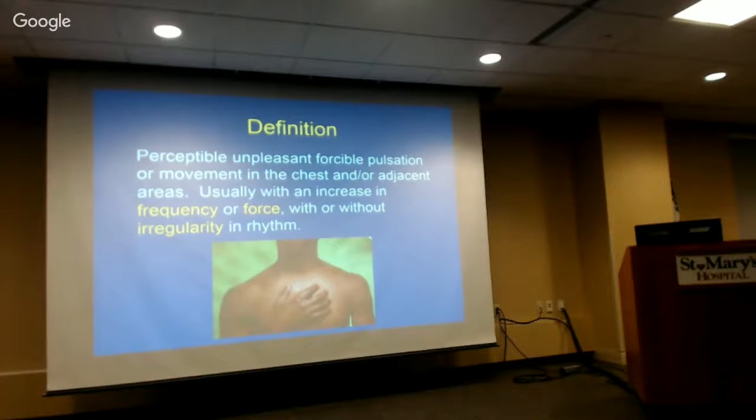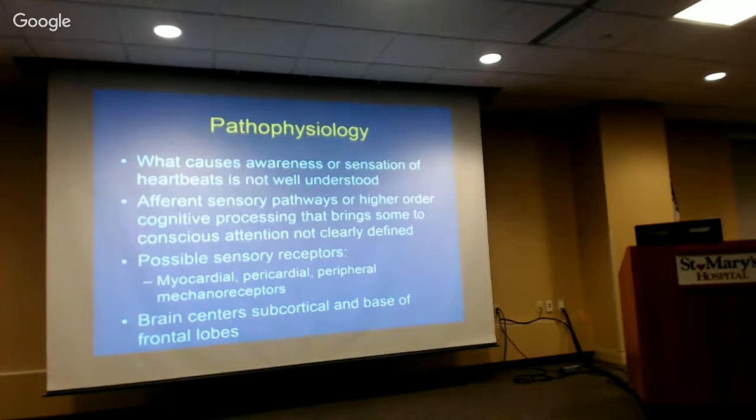at times. So there actually is not a very concrete scientific definition of palpitations. They're a perceptible, unpleasant, forcible pulsation or movement in the chest or adjacent areas. It's usually with an increase in frequency or force, and it can be with or without an irregularity to the rhythm. What causes palpitations? It's a lot of big words on this slide. Basically, the bottom line is it's not very well understood. There's different afferent sensory pathways that connect to higher level cognitive processing areas that bring some conscious attention to the patient that they're having something wrong in their chest.